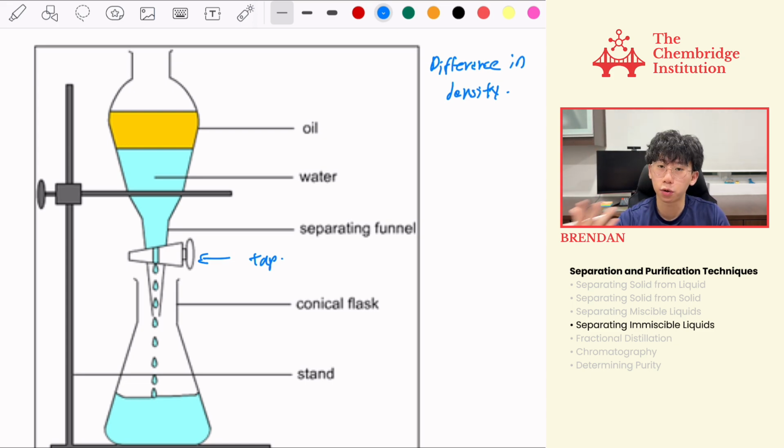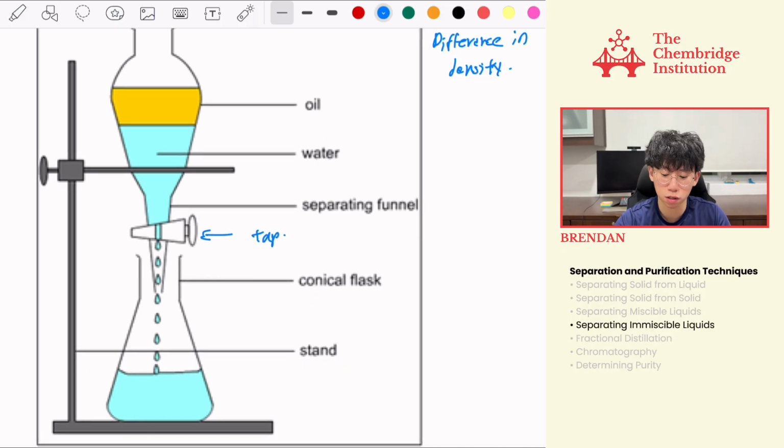After that, you just open the tap and collect the water first. After you've collected the water, you swap out the conical flask, put in a new conical flask and collect the oil later on. So when your liquids are immiscible, it's quite easy to separate them using this separating funnel.